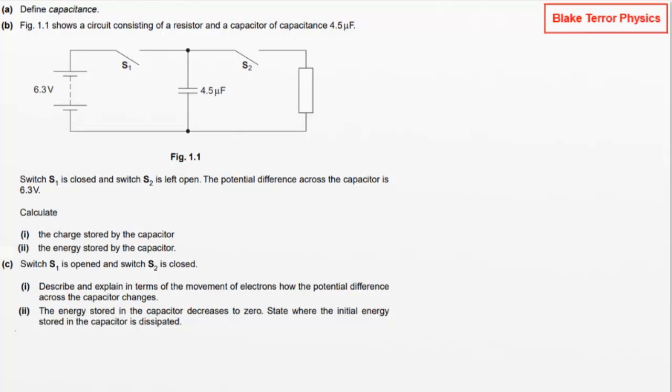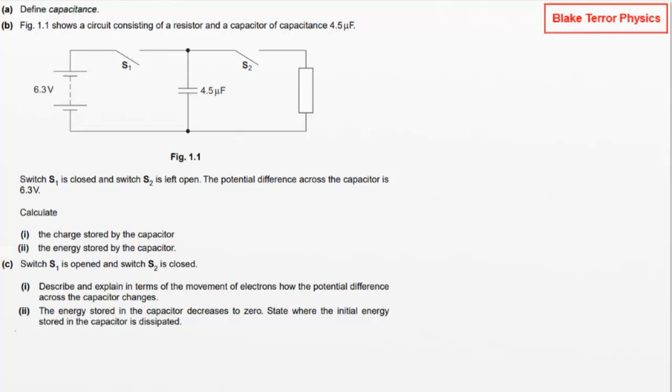Hello, there's a few more capacitor questions. So we start by defining capacitance. You should be getting pretty good at these definitions now. Capacitance is the charge stored per unit potential difference. So I'm not going to bother writing that one out.